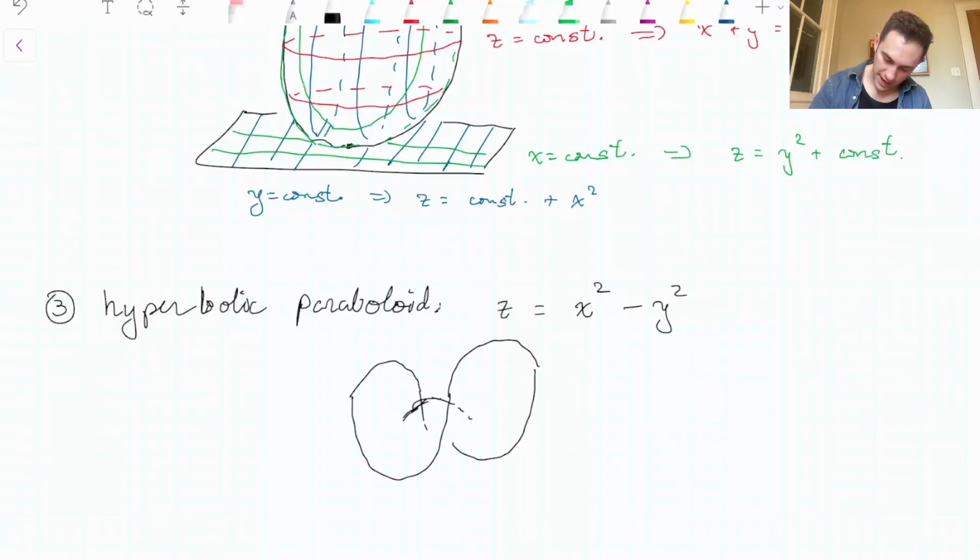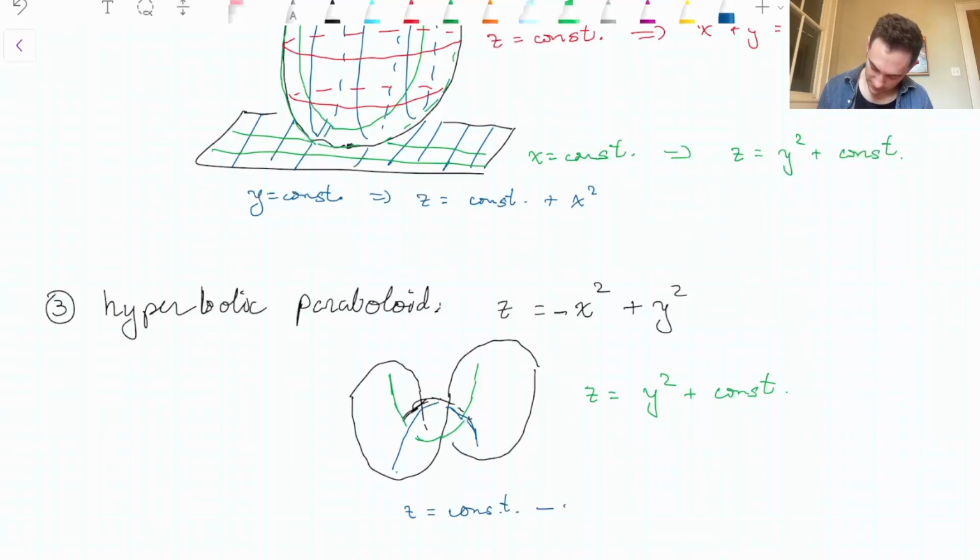So I have my x traces. If I take x equals a constant, I get these. Oh, I've drawn this backwards. So let's say this is minus x squared plus y squared. So I get some nice upward opening parabolas in one direction. So z equals y squared plus a constant, a nice upward opening parabola. And then I get downward opening parabolas in the other direction. So z equals a constant minus x squared.